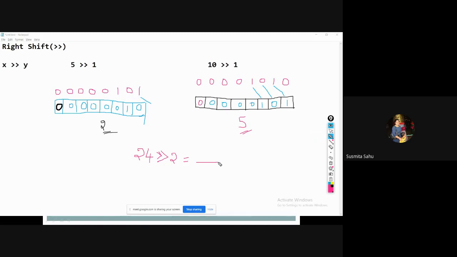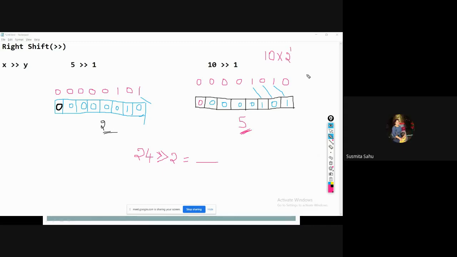Sir, 24 into 2 square. Yes, sir. That is for the left shift operation. What I told previously is for left shift. So look at this one. Are you getting the same number, 10 into 2 square? Sorry, sir, 10 into 2 power 1. What is the value of 10 into 2 power 1? It is 20.